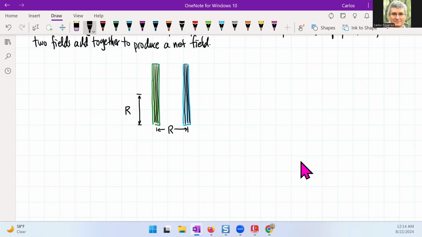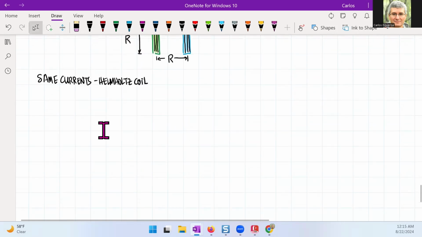Now I can draw these, but I found images of a website which I've linked, and here's what I find. If they have the same currents, this is defined as a Helmholtz coil. And we use these in the lab quite a bit.